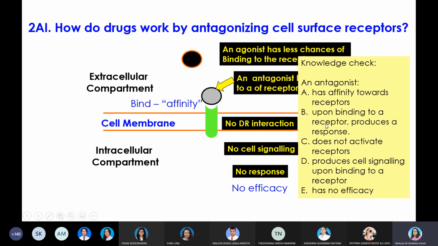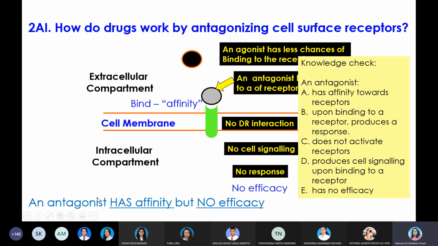An antagonist, upon binding to a receptor, produces a response, right or wrong? Wrong. Excellent. An antagonist does not activate receptors, right or wrong? Right. It doesn't activate the receptors, it blocks the receptors. An antagonist produces cell signaling upon binding to a receptor. Wrong. It doesn't cause any cell signaling. An antagonist has no efficacy, right or wrong? Right. It's got no efficacy.